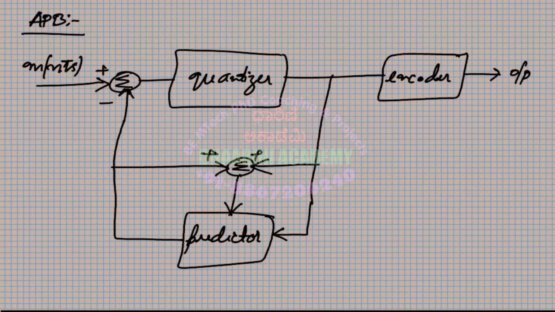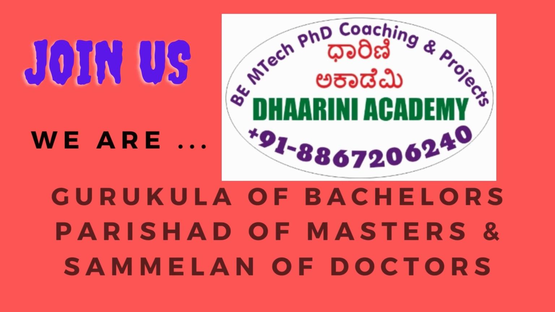Okay, so whenever ADPCM comes, we have to represent it with 4 different steps. Whatever outputs we get, that will be considered as the ADPCM signal.